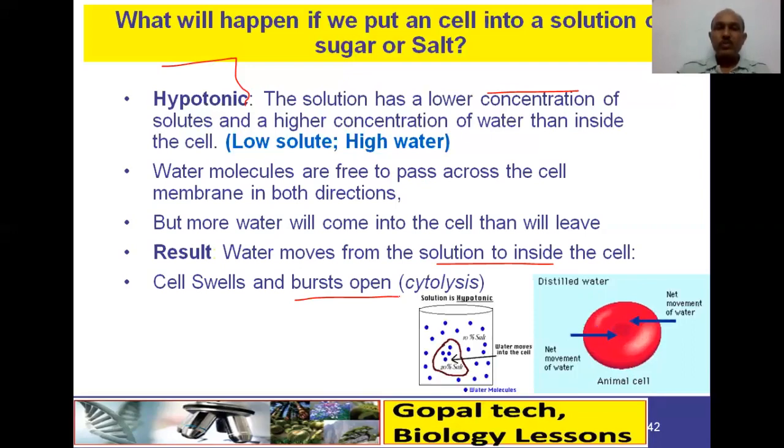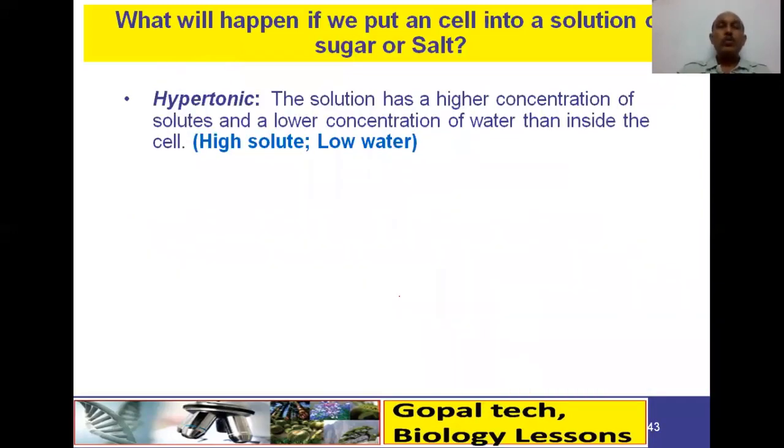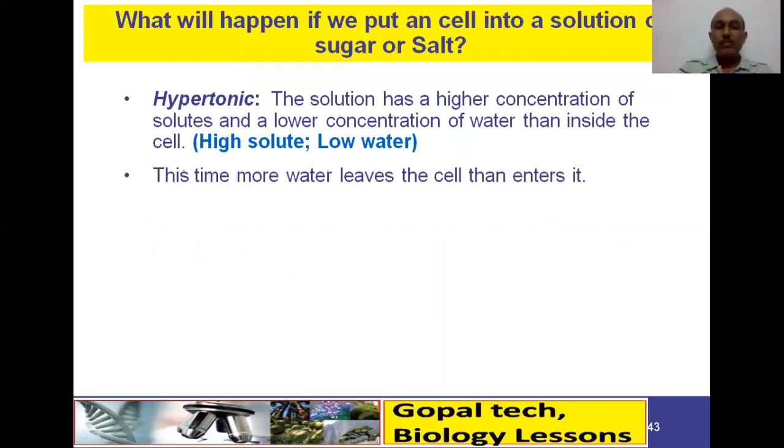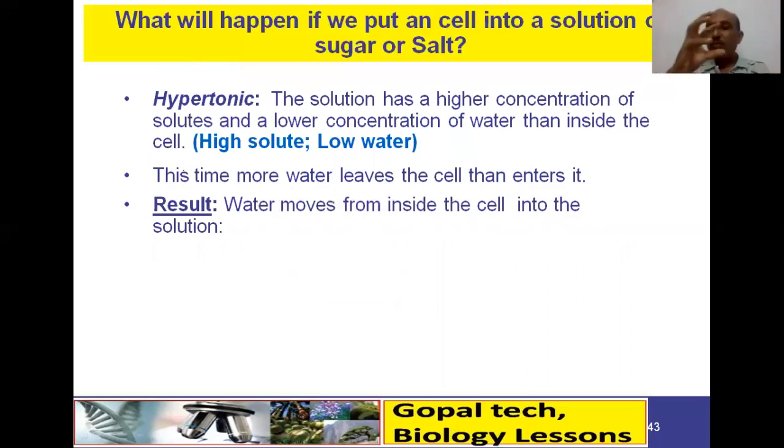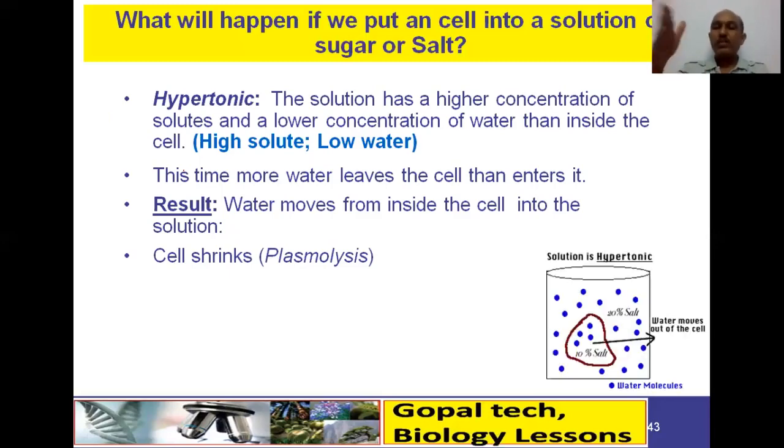Now hypertonic, hyper, high. The solution has a higher concentration of solute and lower concentration of water than inside the cell. That is called a hypertonic solution, high solute, low water concentration. Therefore, this time more water goes outside the cell than enters it. What is the result? The water moves from inside the cell to outside. So the cell will shrink or plasmolyze. Here you can see the water is moving outside.